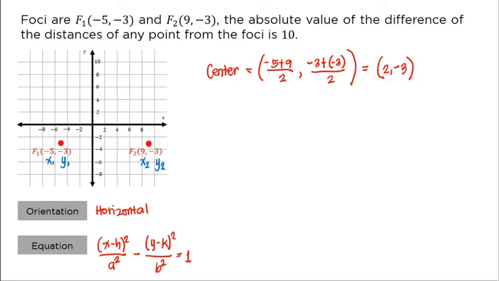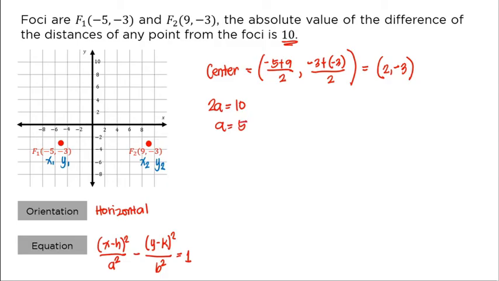So next is to solve for the values of a and b. From the given condition, the absolute value of the difference of the distances of any point from the foci is 10. And take note, from our property, the absolute value of the difference of the distances of any point from the foci is just equal to 2a, right? Therefore, 2a equals 10, and from that, a is equal to 5.